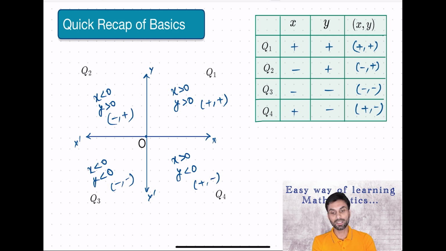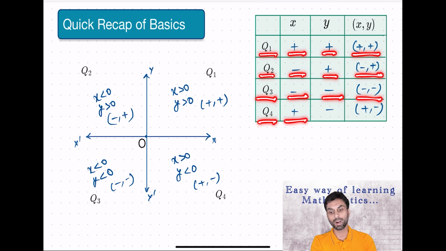And if you summarize it in tabular form, then in quadrant 1 we have x positive, y positive, and the point will be both positive, that is, x coordinate and y coordinate. Quadrant 2, x negative, y positive, point is negative, positive. In quadrant 3, we have x negative, y negative, point will be of the form negative, negative. And in quadrant 4, we have x positive, y negative, point will be of the form positive, negative.